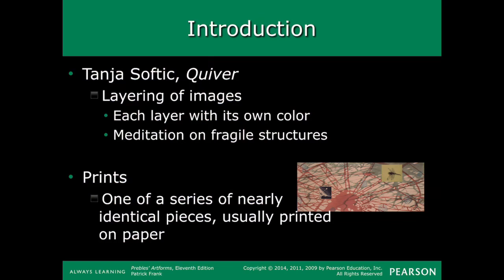This piece is called Quiver by Tanya Softitch, and it is a layering of images. Something about printmaking, each layer has its own color. So if we look at the image, anything that you see is red is basically made as its own layer. The section that you see in the negative space that looks a little bit like a shadow, that grayish blue, that grayish blue-green is a layer of its own.